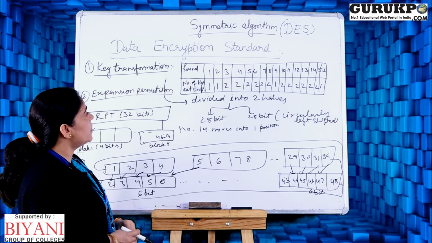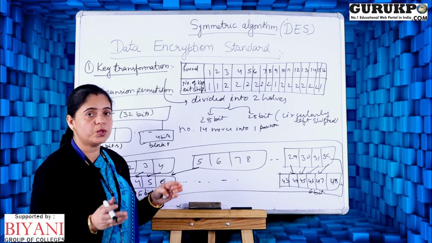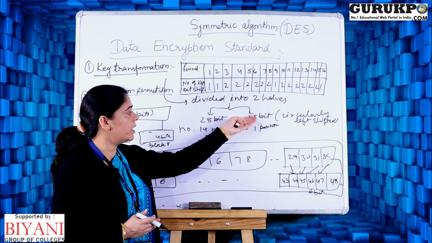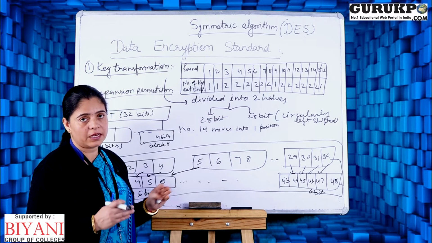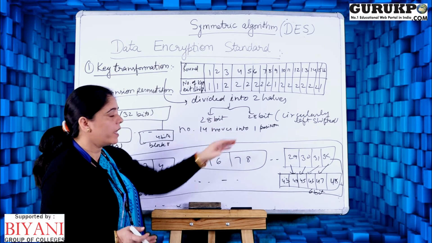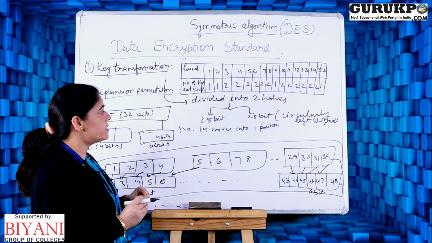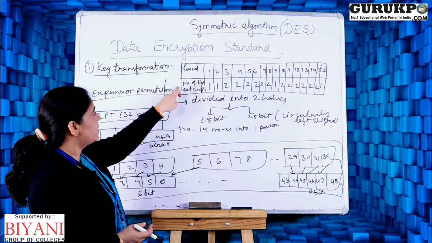So what we will do in the key transformation, first we divide the 56-bit key into two halves, and each half size is 28 bits. Now the 28-bit key will be circularly left shifted. So circularly we shift the left key, and when the empty space is generated, it will be circularly left shifted by 1 or 2 positions. So here is the diagram.